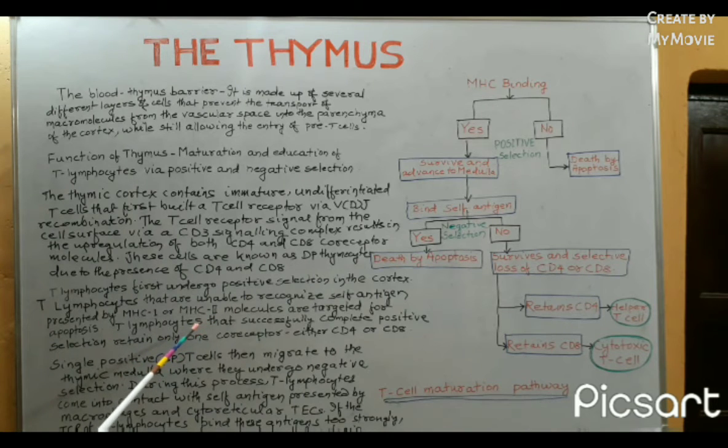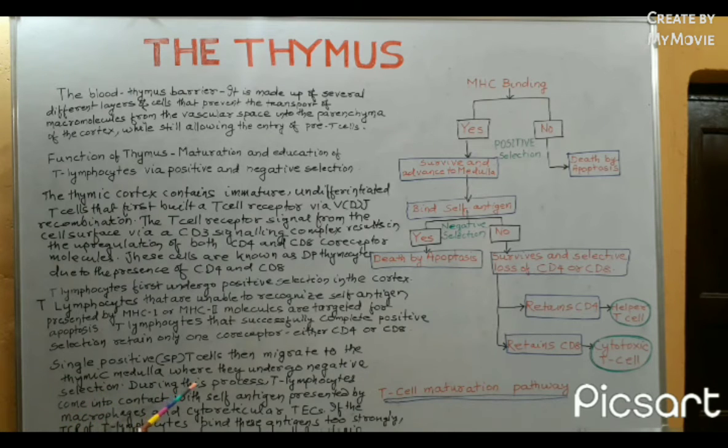The T lymphocytes that successfully complete positive selection retain only one co-receptor, either CD4 or CD8. These cells which possess either CD4 or CD8 co-receptor are known as single positive T cells. The single positive T cells then migrate to the thymic medulla, where they undergo negative selection.